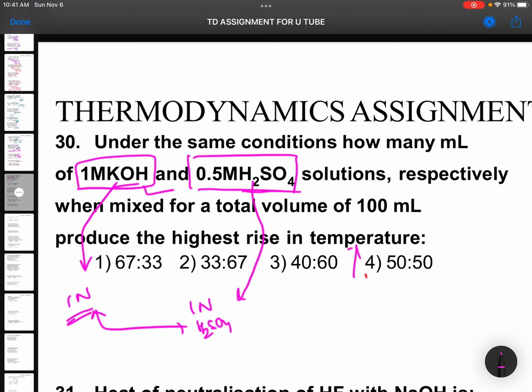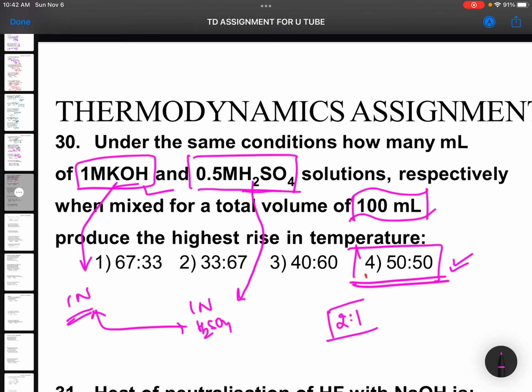Now they need to be taken in 50-50 volumes. Total 100 ml you want to prepare, and when their concentrations are the same, they must be taken 50-50. If their normalities, that is acidity and basicity, are in the ratio of 2:1, then you can take them according to the ratio, either this or this. Now, it depends on which you are taking first, right?